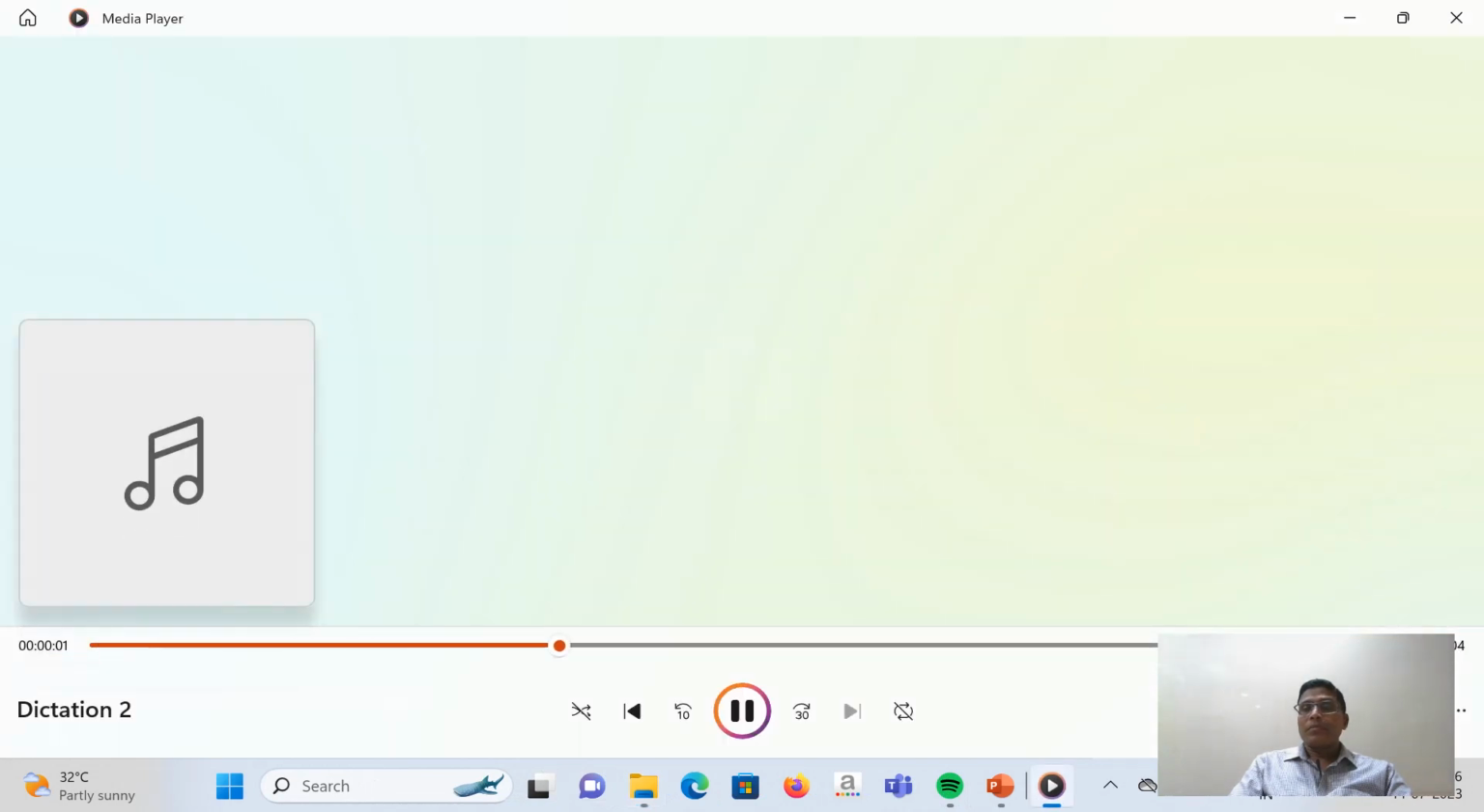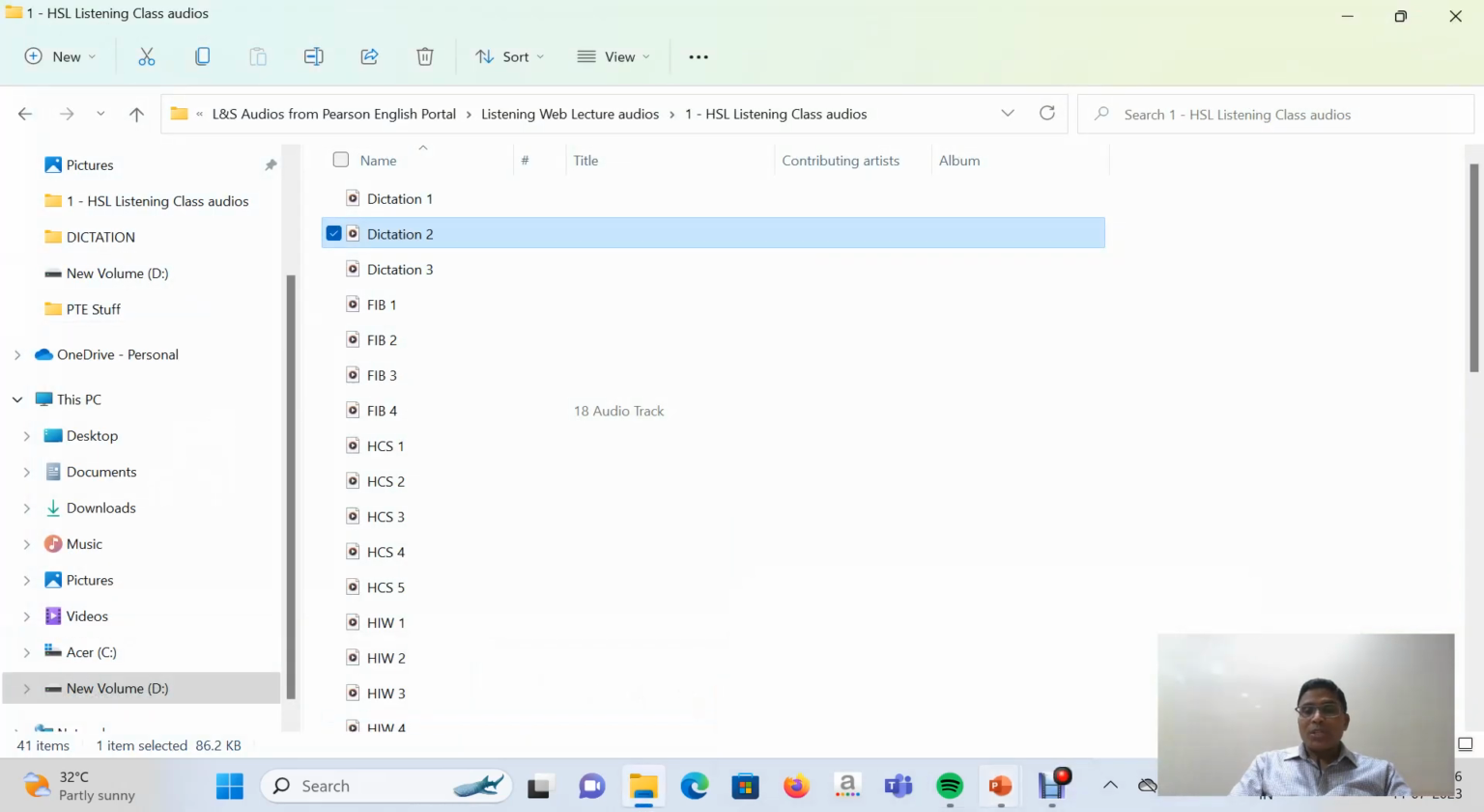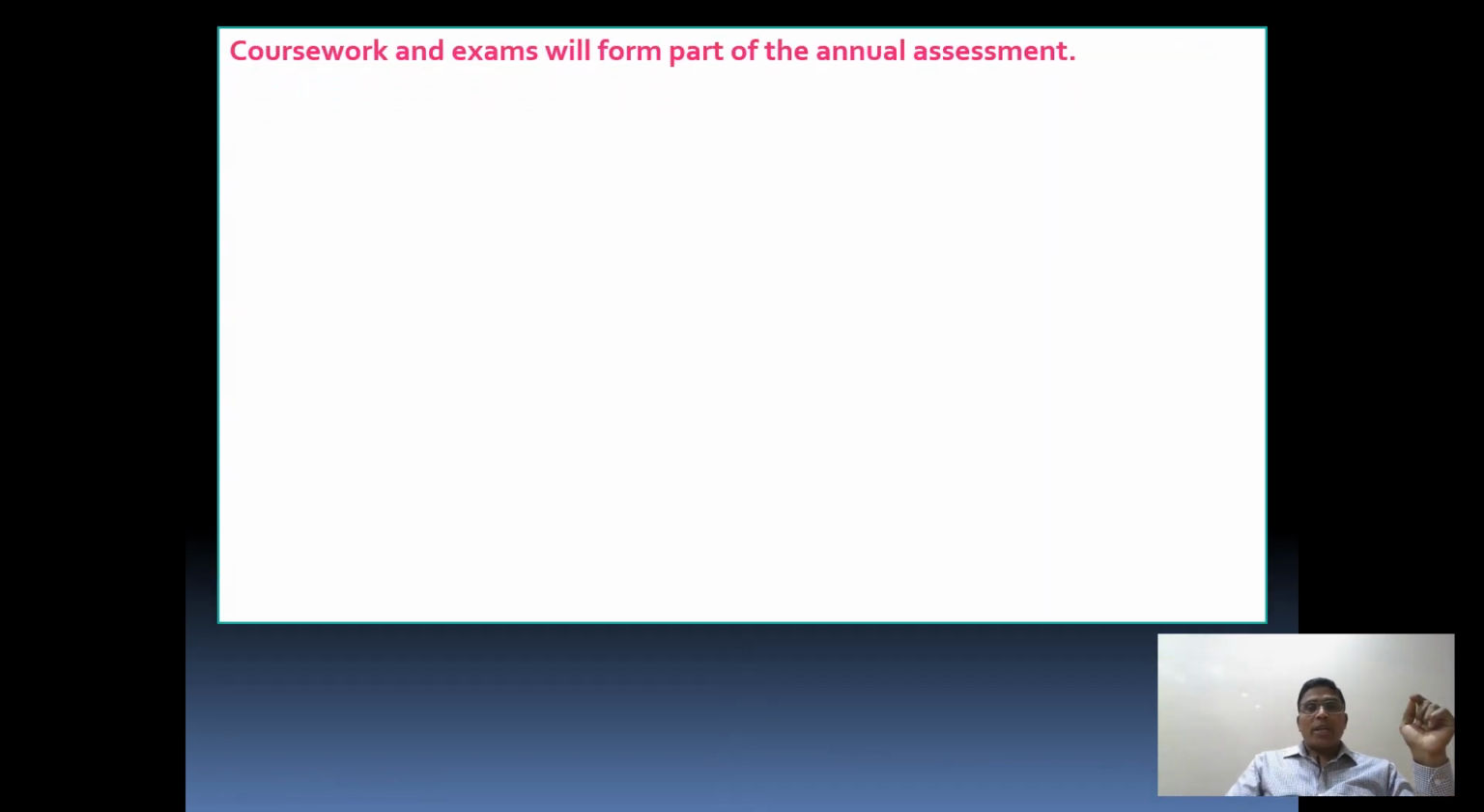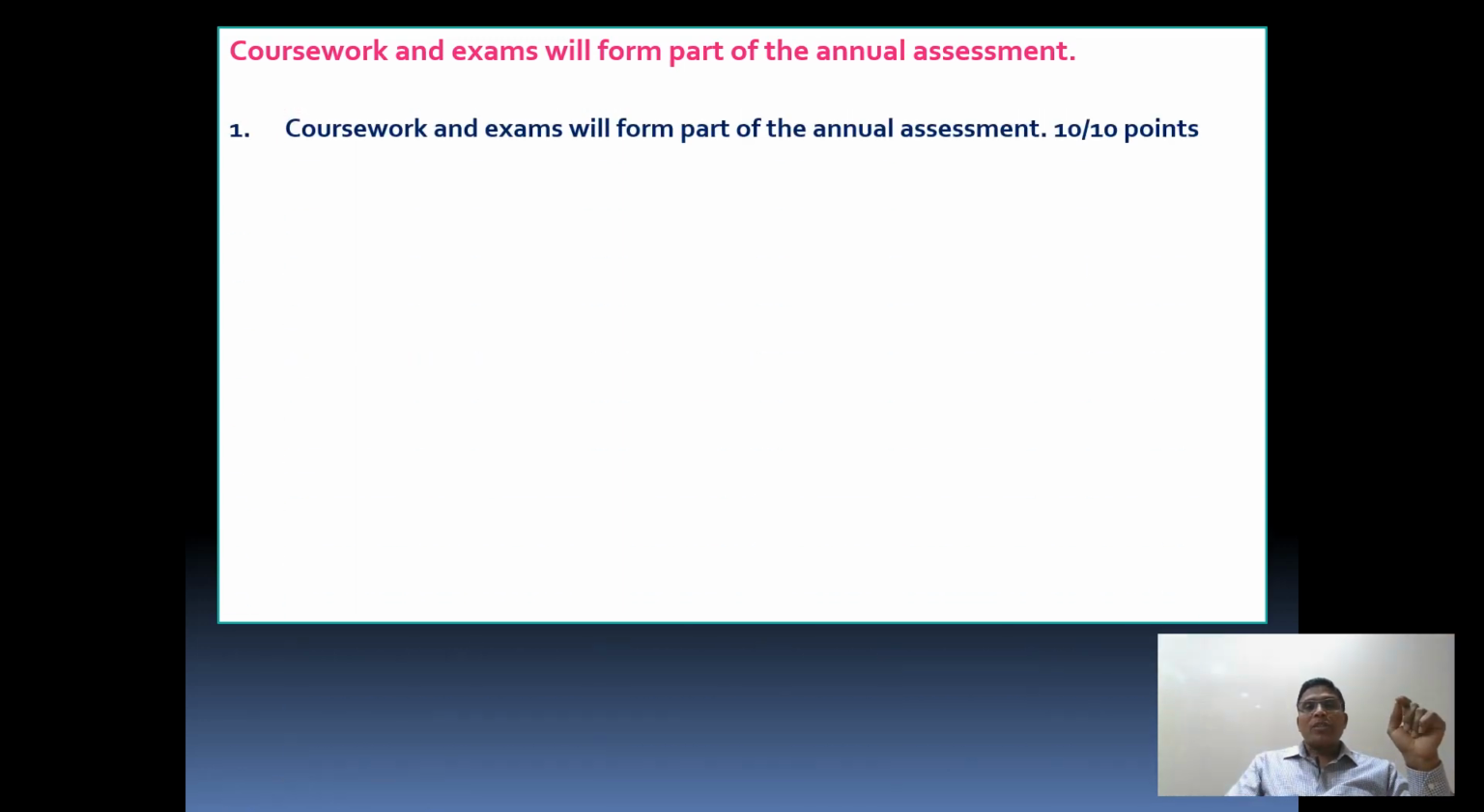"Coursework and exams will form part of the annual assessment." So after you listen to the sentence, this is how the sentence looks. That's the actual sentence. And imagine the first scenario wherein we have got 10 words, and if you write 10 words as it is, we'll get 10 points.